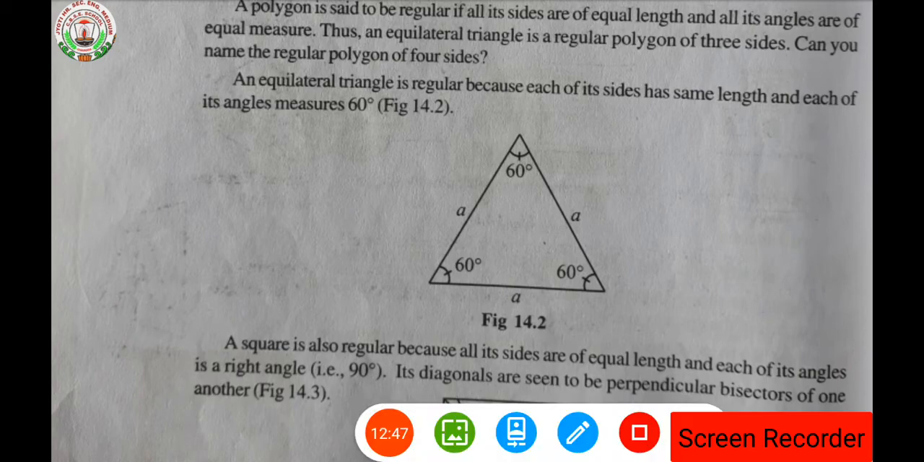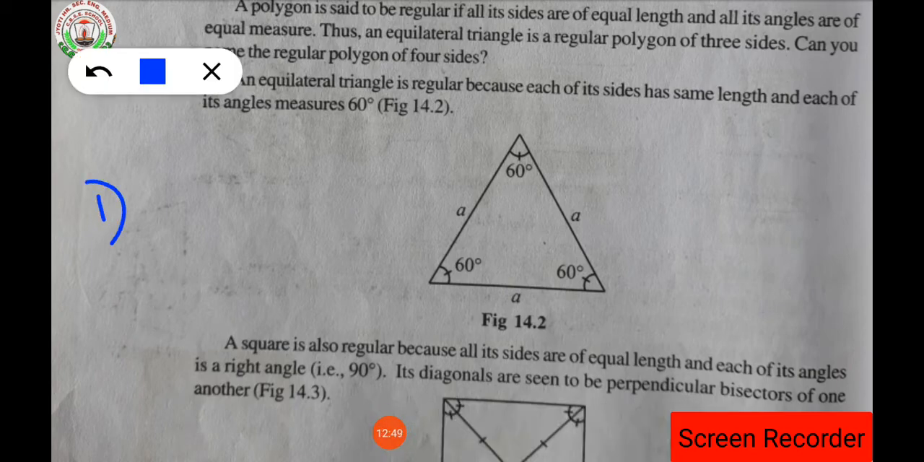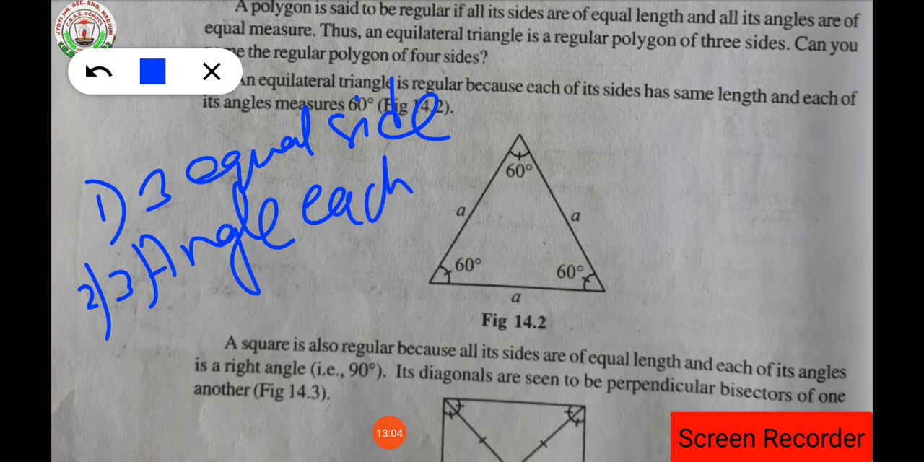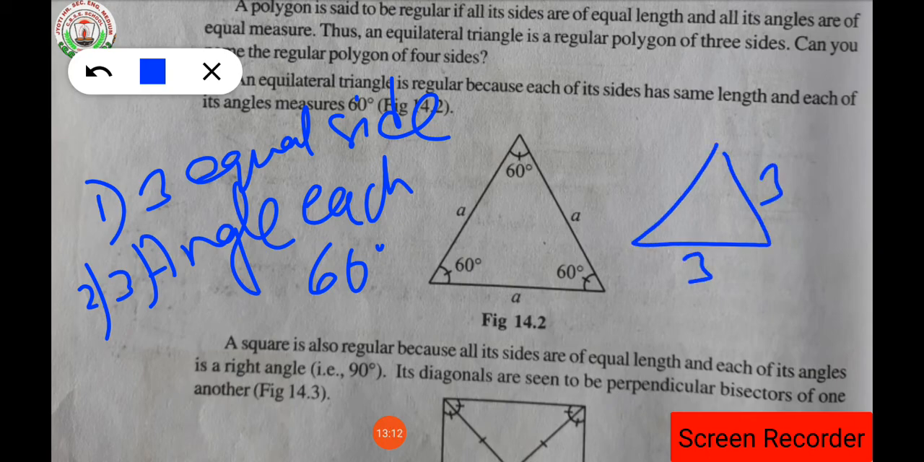It will become 180. So dear student, an equilateral triangle is having 3 equal sides and it is having 3 angles, and each angle is of how many degrees? That is 60 degrees, that we had already studied, isn't it? So this is an equilateral triangle. If this one is 3 centimeter, this will also be 3 centimeter. This one will also be 3 centimeter.